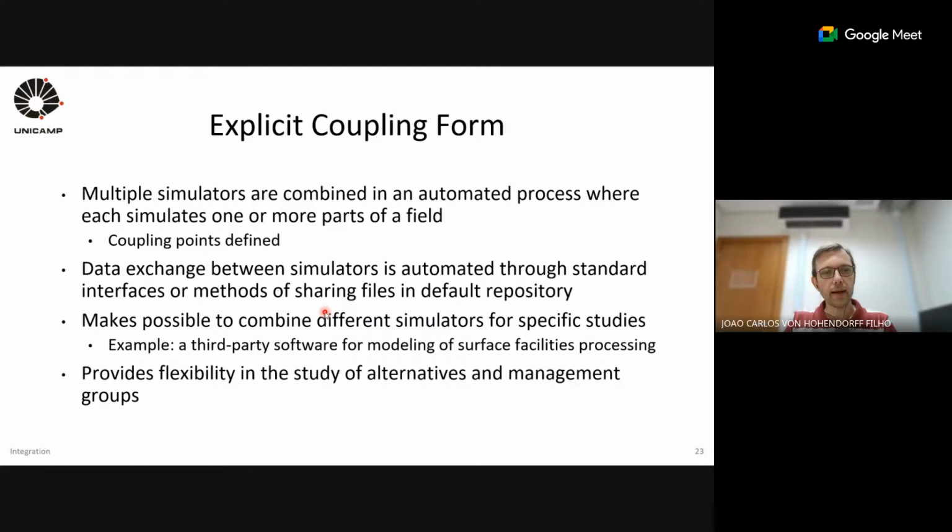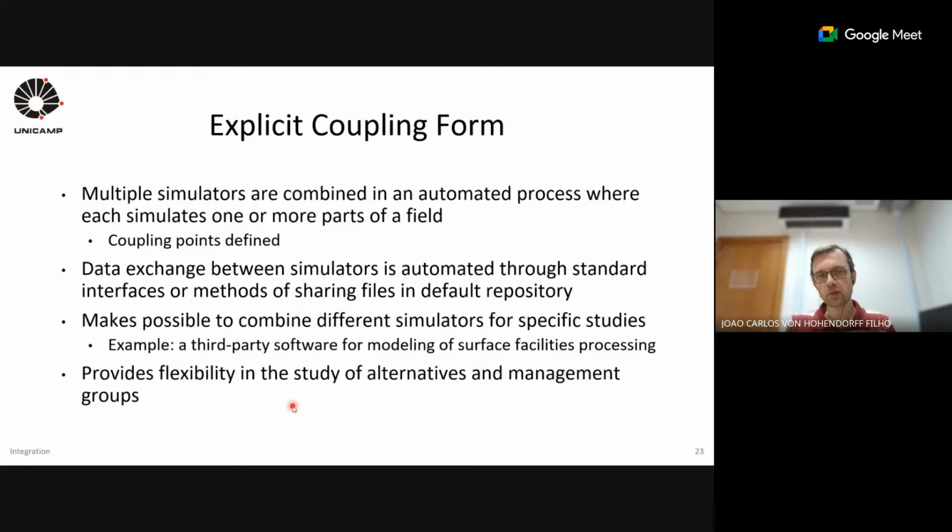It makes it possible to combine different simulators for specific studies. It's very common in the industry to use third-party software for modeling surface facilities processing that are very complicated, since it's almost impossible to include all the rigorous physics inside the reservoir simulator or another kind of approach. And it provides great flexibility in the study of alternatives for management groups. It's very interesting, because we can define, for example, different ways to apply well management for platforms. It's possible.